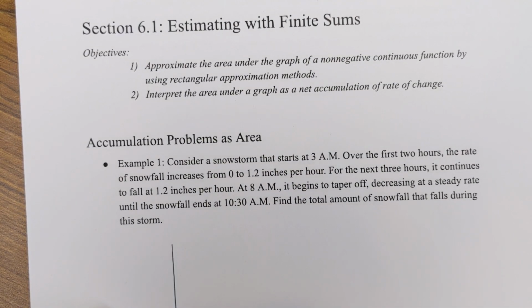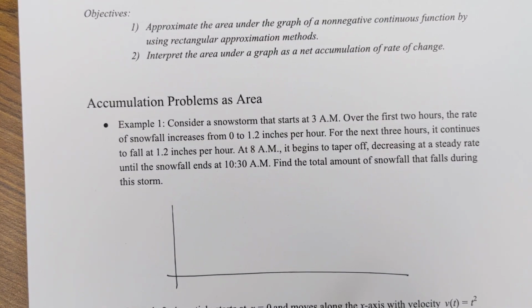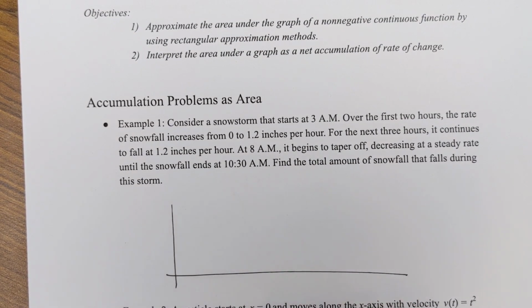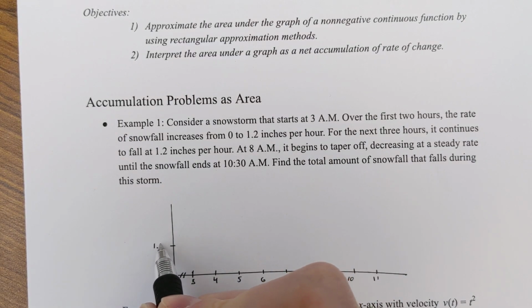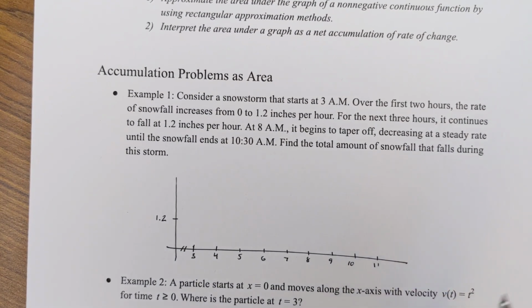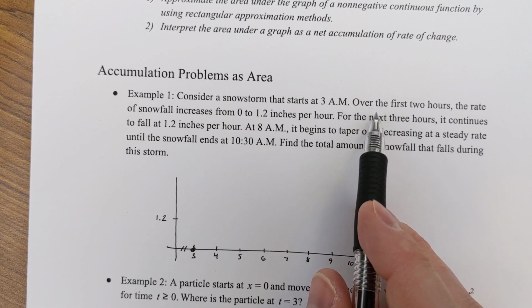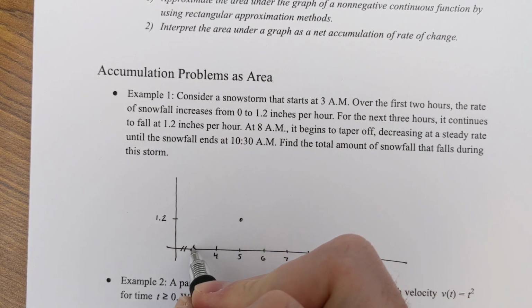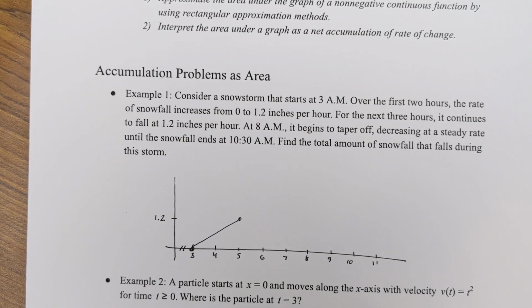So what we're actually going to do is look at this like a graph. We'll break the graph here. There's 3 a.m., 4 a.m., 5 a.m., 6 a.m., 7 a.m., 8 a.m., 9 a.m., 10 a.m., 11 a.m. And we only actually have one y value, and that's the 1.2 inches per hour. So starting at 3 a.m., it's 0, and over the first 2 hours, that means at 5, it's up to the maximum rate of 1.2.